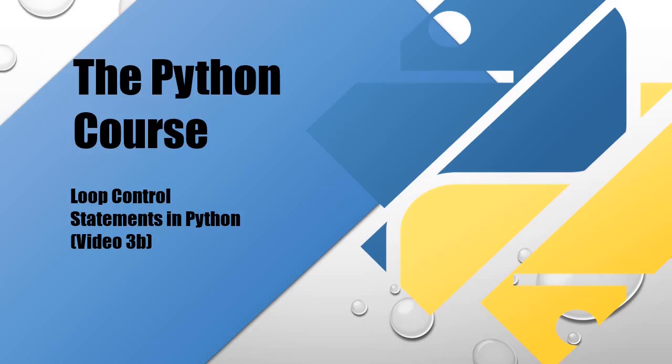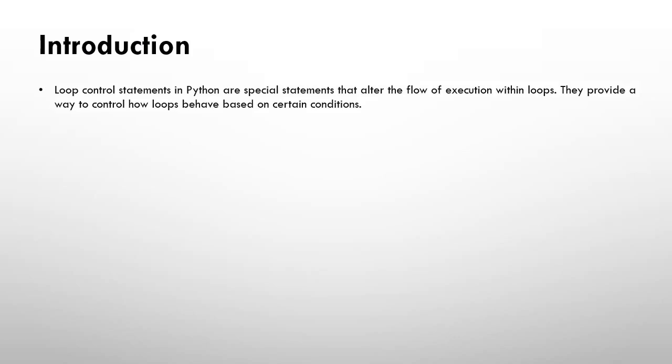In the previous videos, the topics that we have covered include basic syntax in Python, introduction to data types, conditional statements in Python, and different types of loops in Python. In today's video, we will discuss the loop control statements that are used in Python, starting with what loop control statements are. Loop control statements are special statements that alter the flow of execution within loops. They provide a way to control how loops behave based on certain conditions.